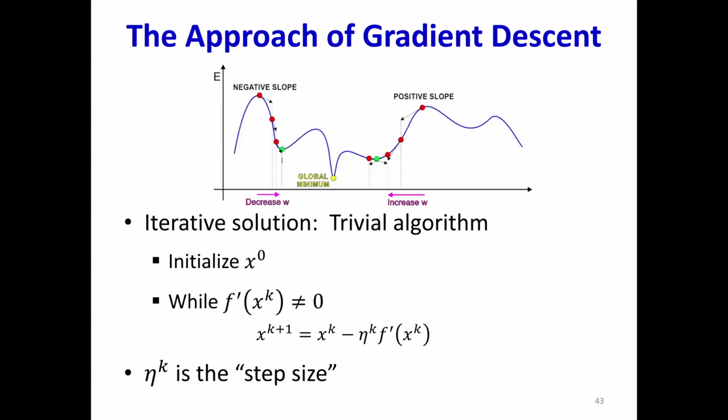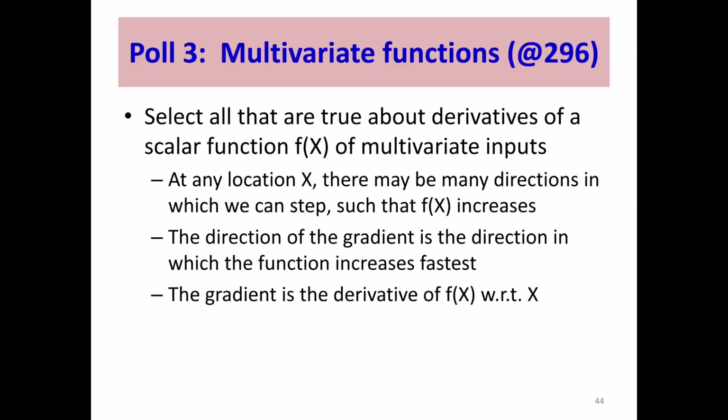And so this is the famous gradient descent algorithm. x_{k+1} is x_k minus some multiplicative factor called the step size times the slope. But this is for a scalar, so we're not really doing gradient descent. This is more like a derivative descent. For multivariate functions, it actually becomes something slightly different.